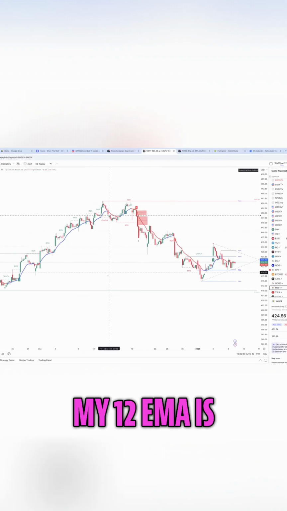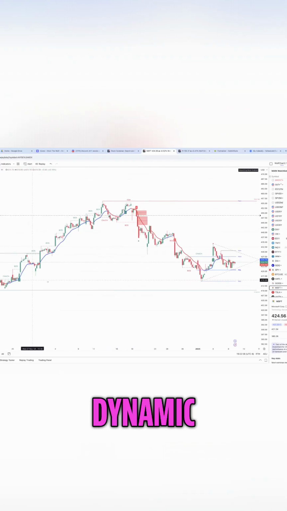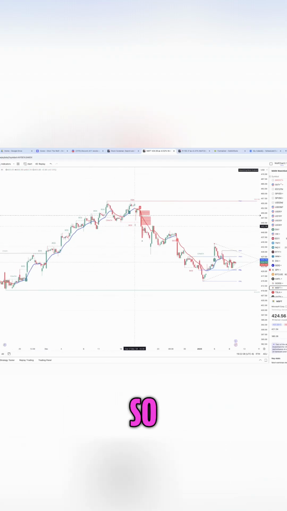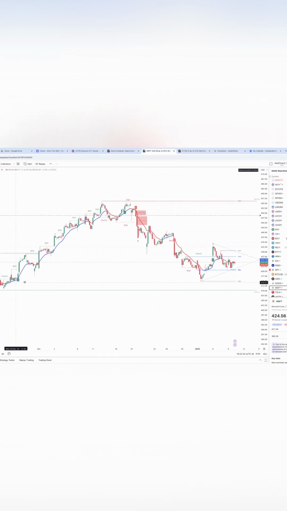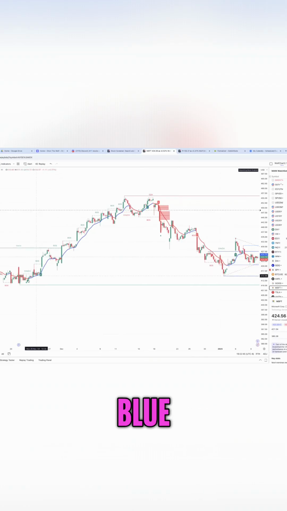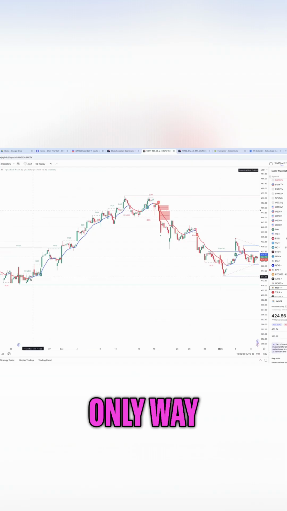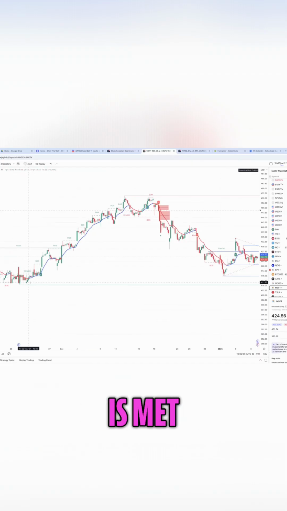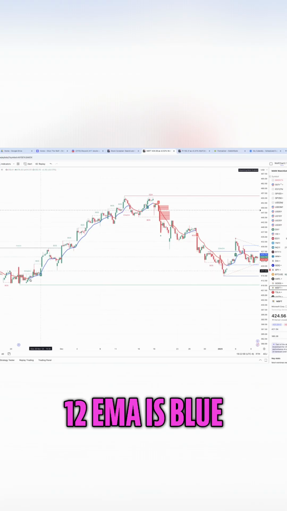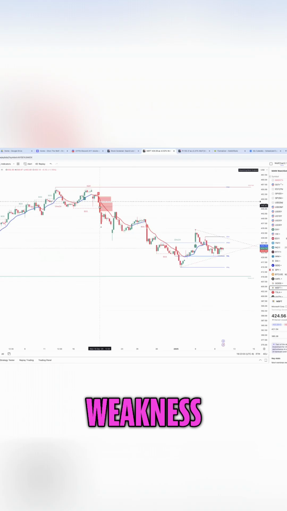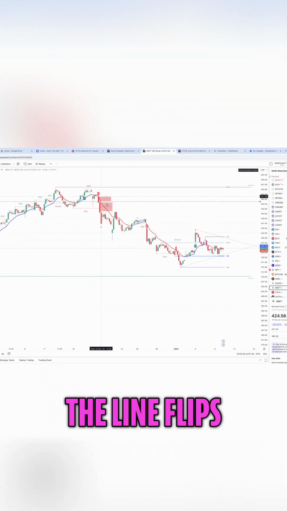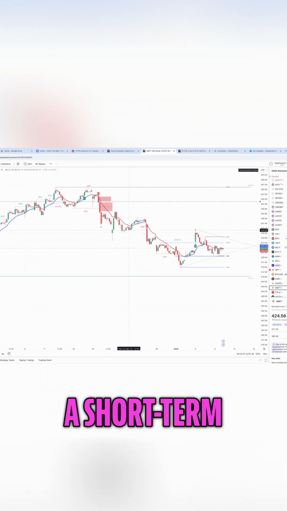So what I did with my 12 EMA is I wrote code. It has what you call dynamic color change. So instead of having to look for this candle all the time, all we do is look at whether the line is blue. That means a candle must have opened and closed above it, because the only way this line can flip colors is if this condition is met. When the 12 EMA is blue, that signals you're in the uptrend. And when a candle opens and closes and shows weakness under it and confirms, the line flips to red to let you know that we're in a short term downtrend.